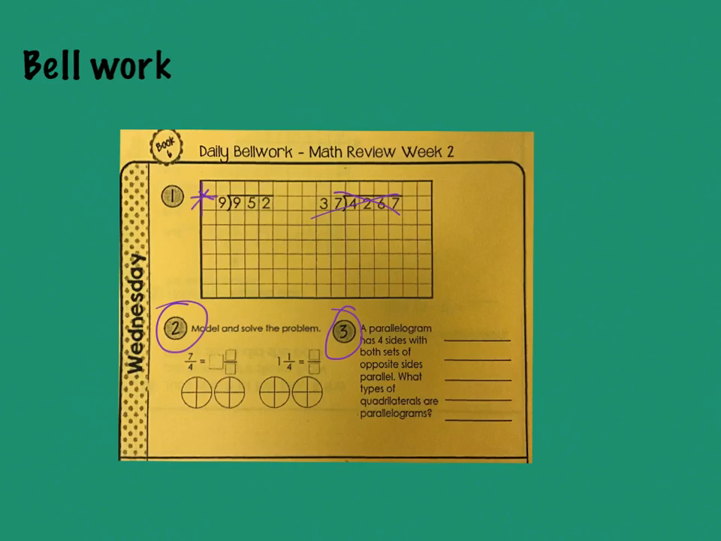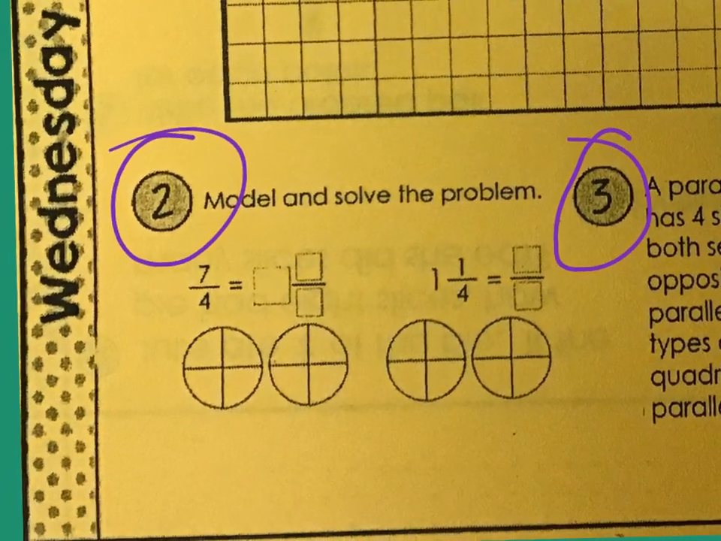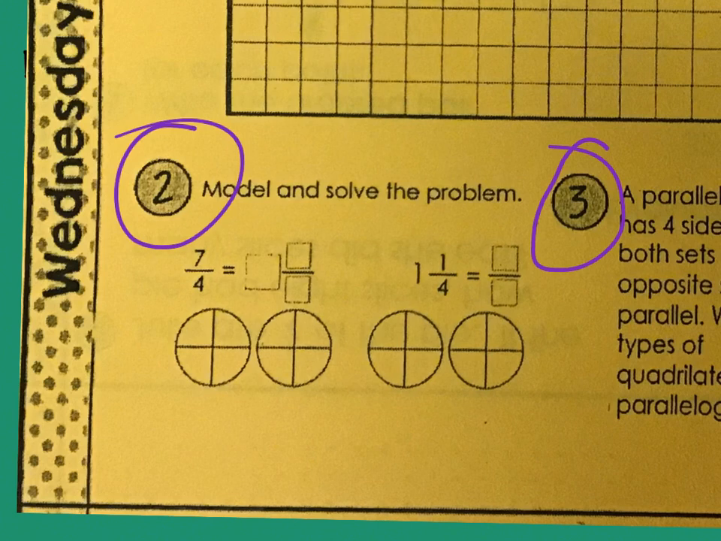Just a hint on number 2. If we're looking at that, I'm going to zoom in a little bit closer. It says model and solve the problem. So it says, okay, I have 7/4. So I'm going to go, there's a fourth, there's a fourth, there's a fourth, and there's a fourth. That's 4, 5, 6, 7. So how many do I have here? Well, this is a whole, so it's 1, and this is 3/4. So my answer is 1 and 3/4.